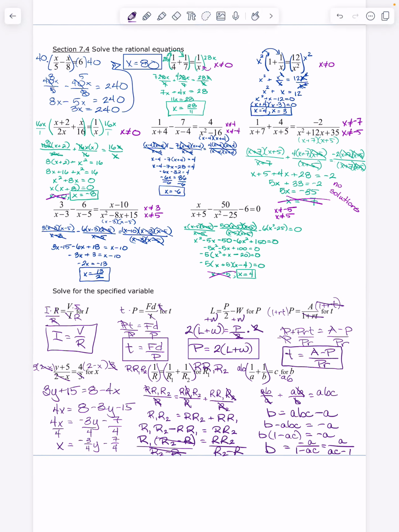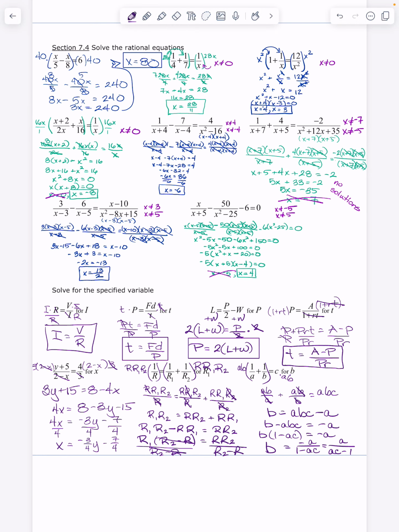I crammed in a lot on that page. So we are going to just visually divide a little bit.